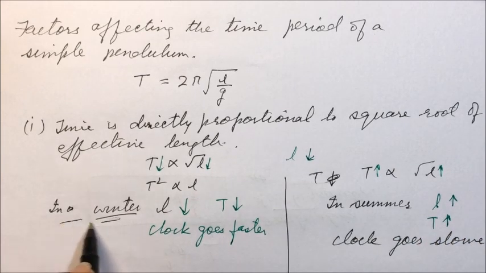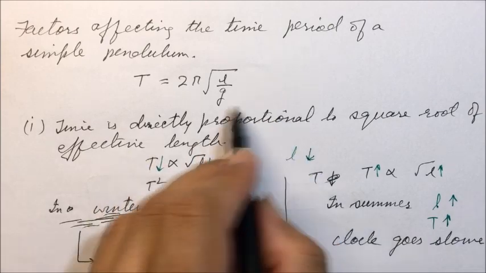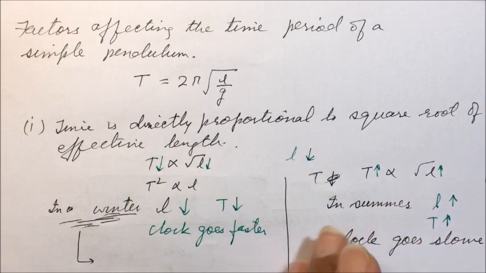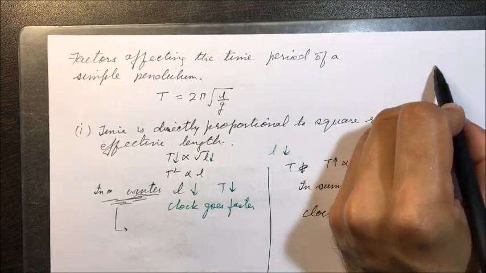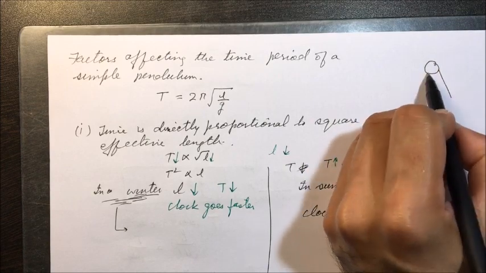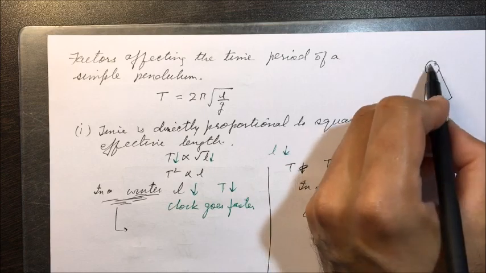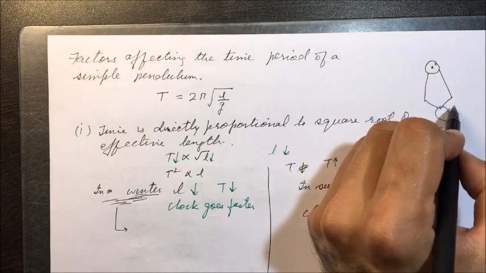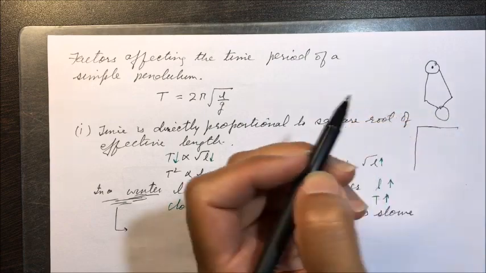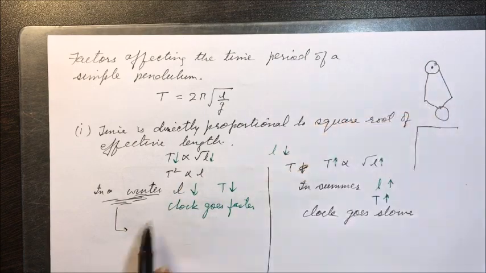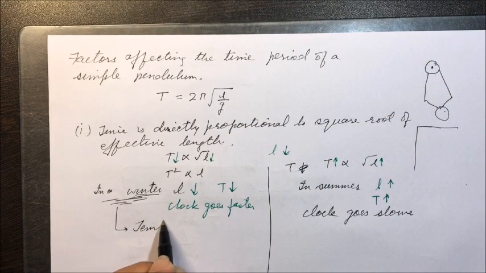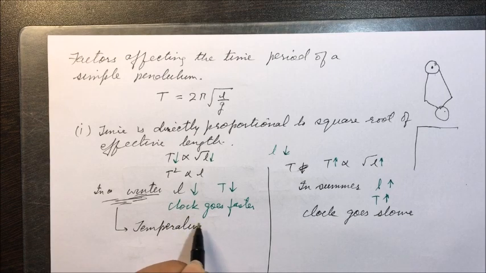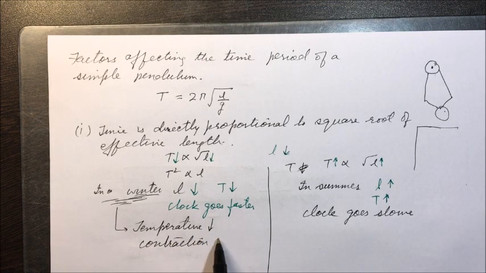Now take the first case. In winter, what happens? We have compound clocks at home. The clocks we have at home are compound pendulum clocks, so here instead of a string we have a complete metal bob, like this bob, and here is the pivot. This is made of metal, either iron, brass or steel. Now in winter what will happen? This metal will contract. There is a decrease in temperature, and contraction of the metal takes place.